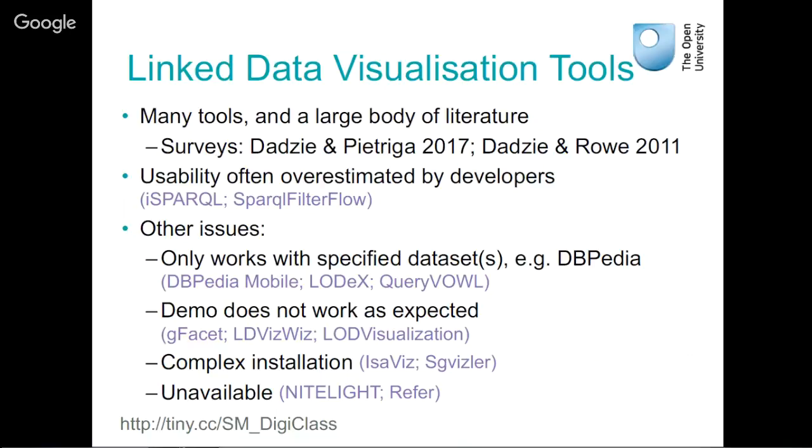And I think there is a real opportunity for researchers and developers to work together to create these tools for their mutual benefit, because then if the tool's more widely used, it's more likely to continue to be maintained. Various other issues include that some of these tools only work with specific data sets. In particular, a lot of them are set up to only work with DBpedia, which is the data version of Wikipedia. Some of them, the demo doesn't quite work as expected, installations are complex, and some of them no longer seem to be available.